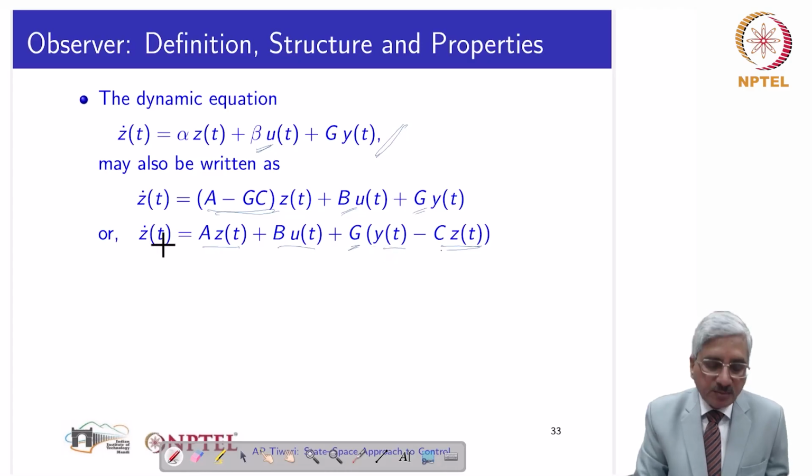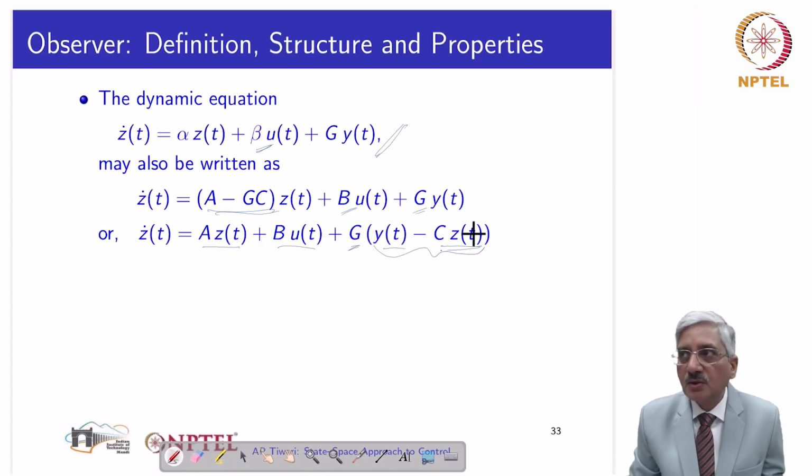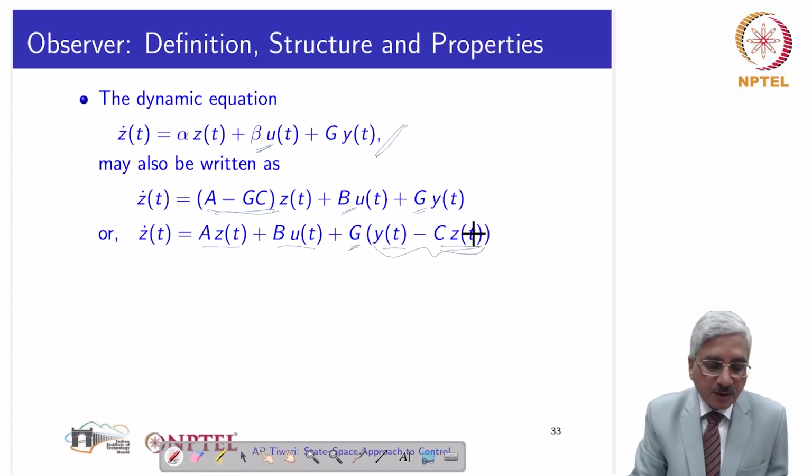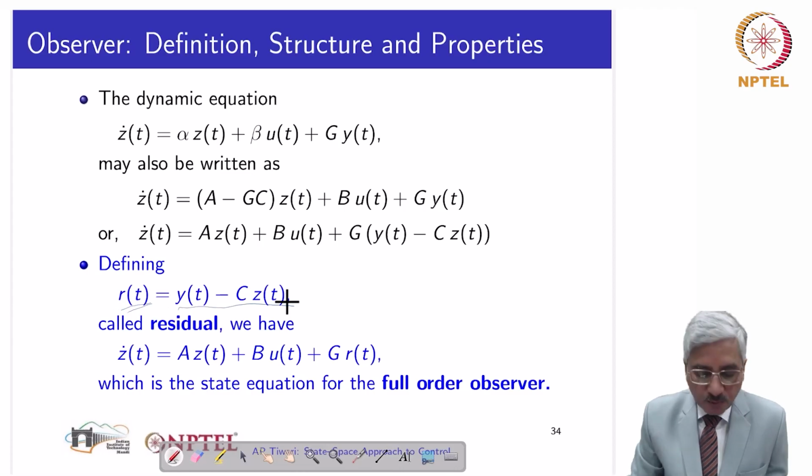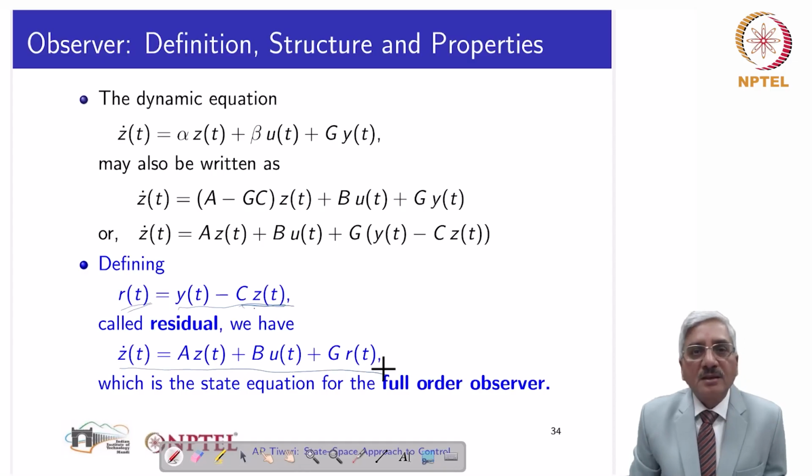So the observer equation becomes Z dot equal to AZ plus BU plus G times this difference, which is called the residual. This is the difference between the observer equation, given by AZ plus BU plus G(Y minus CZ). This difference Y minus CZ is between the actual output of the system plant, and CZ, the output of the observer. That difference is R, and so the equation can be implemented like this. The observer dynamics can be implemented like this, and this is the state equation for the full order observer.